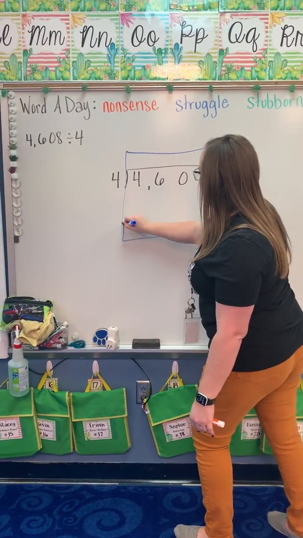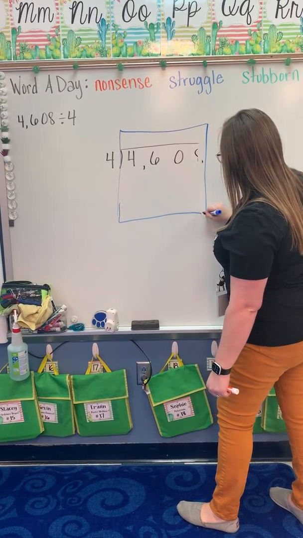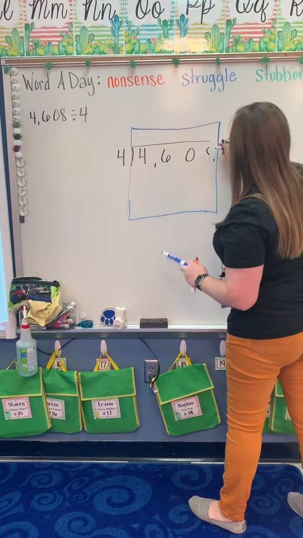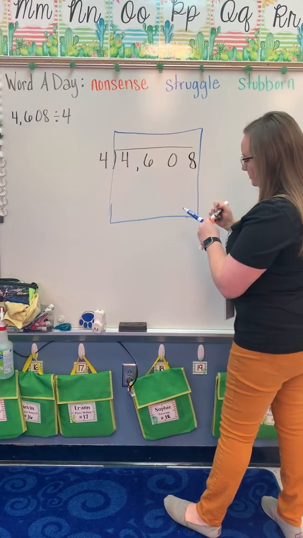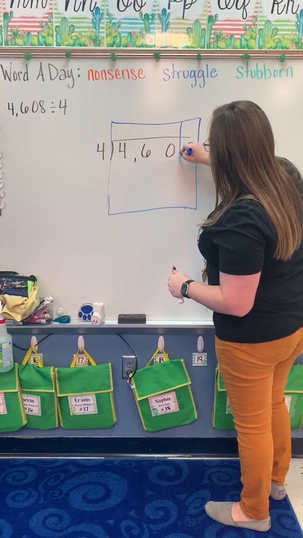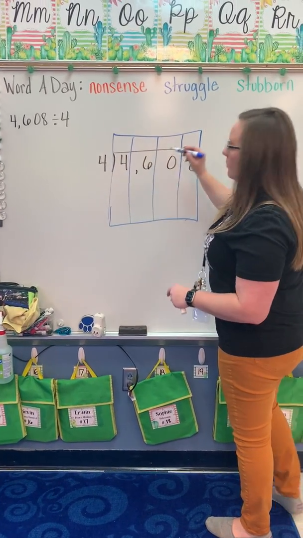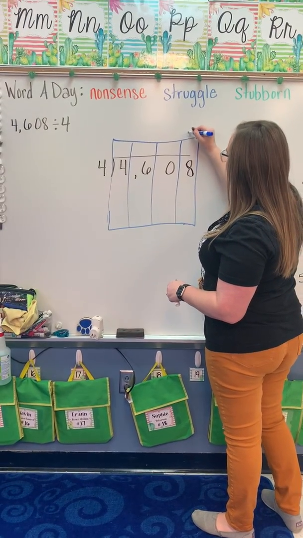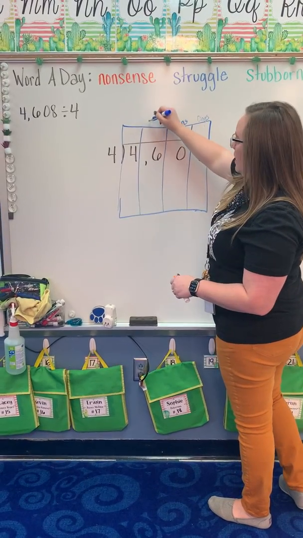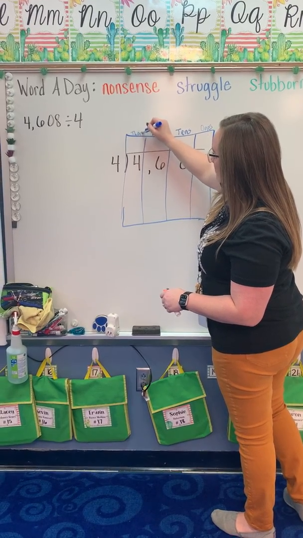That wasn't a very good box. I'm going to fix that. Okay. And then we're going to divide it up into columns here, and we are going to label it based on place value. This is our ones, tens, hundreds, and our thousands place.